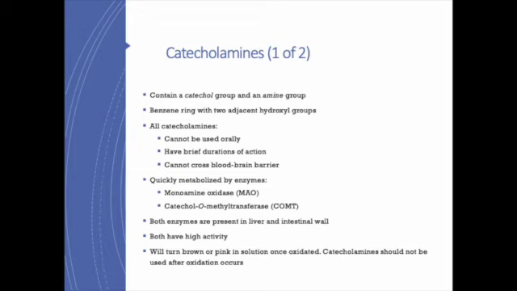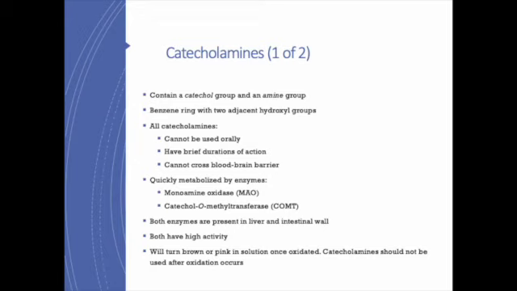Okay. All of the catecholamines can't be given orally. They cannot cross the blood-brain barrier, or the BBB, and they have brief durations of action. And the reason is that the MAO, the monoamine oxidase, and the COMT, which is the catechol-O-methyltransferase, are located in the liver and the intestinal wall. Both enzymes are very active and will quickly destroy the catecholamines that are administered by the PO route. Okay, so that's why we don't give it orally. It's going to become inactivated too soon before it can even reach the systemic circulation.